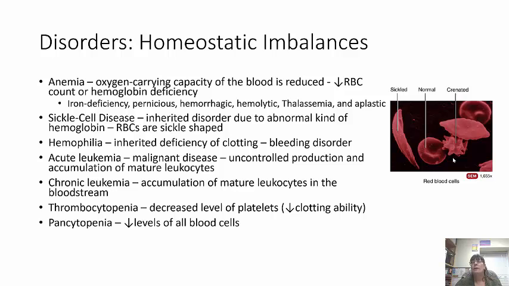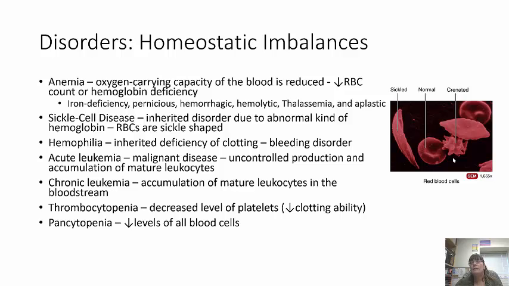Hemophilia, we already talked a little bit about, is that bleeding disorder. It's an inherited deficiency where you're missing clotting factors, basically. Acute leukemia is a malignant disease, and basically what happens is your leukocytes are produced uncontrollably. Chronic leukemia is an accumulation of those leukocytes in the bloodstream. So acute is when you just have an uncontrolled production for some reason. It's still bad, but chronic means that they have accumulated in your bloodstream now.